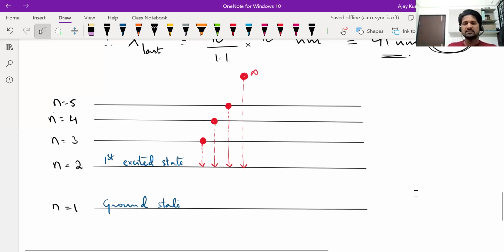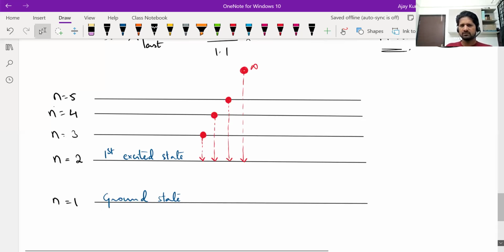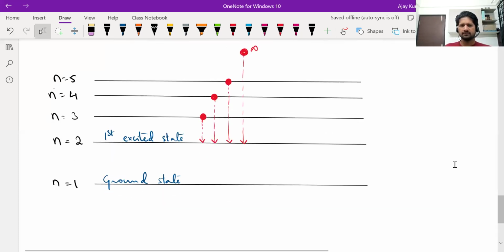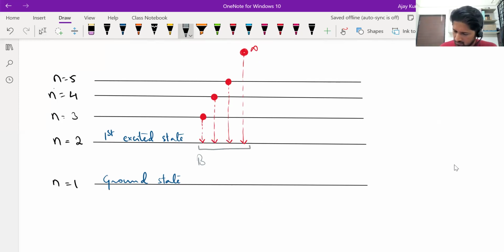Now, for each of these jumps from a higher orbit to orbit number 2, there will be a wavelength associated. This set of wavelengths is what you call the Balmer series. Balmer series is also part of the emission spectrum of the hydrogen atom. It is also a set of wavelengths that a hydrogen atom can emit.